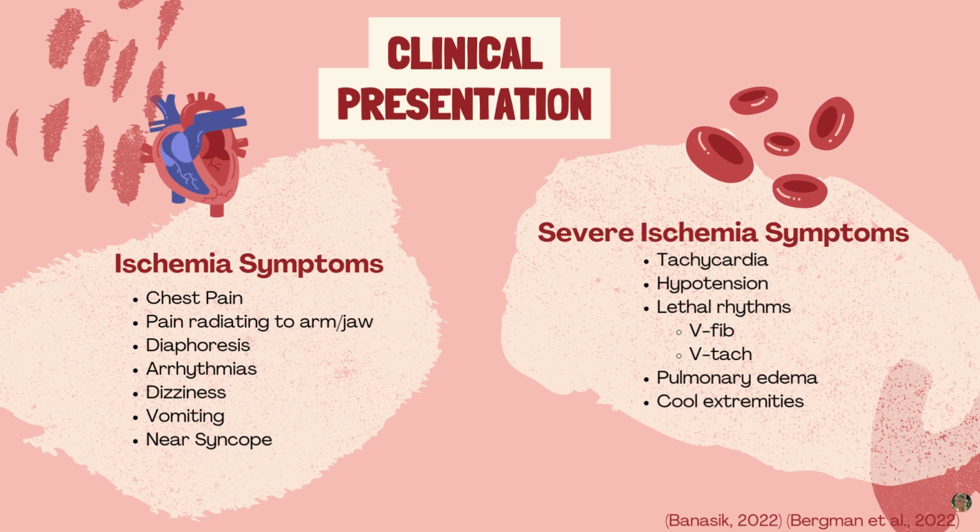Lethal rhythms, most commonly seen in a STEMI, VFib, VTach, very life-threatening, cardiac arrest is imminent. Pulmonary edema: now when the left ventricle is not functioning appropriately, you will see the blood flow back up into the pulmonary system, causing excess fluid on the lungs, and they can present extremely short of breath. Cool extremities, very, very late sign. Once again, due to the left ventricle not functioning, you're not getting enough blood flow to your extremities.